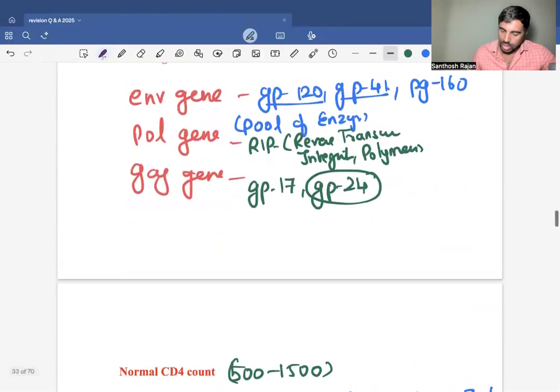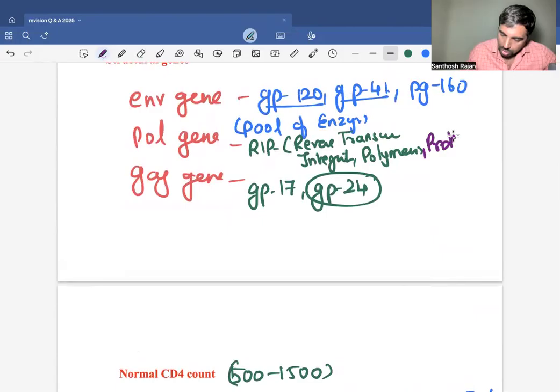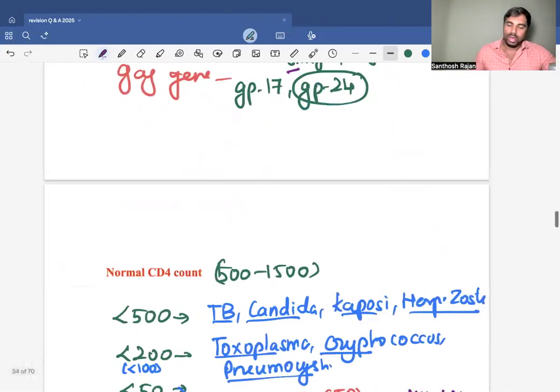Protease also, once again, polymerase, but protease is also important. This is RIP, P stands for protease, also polymerase and protease. All are important here.